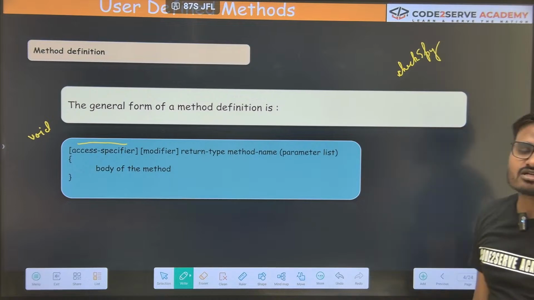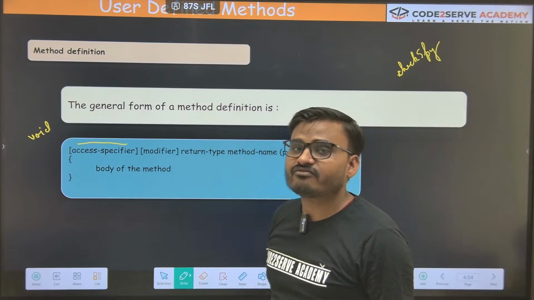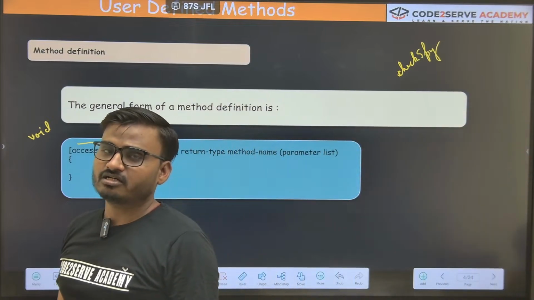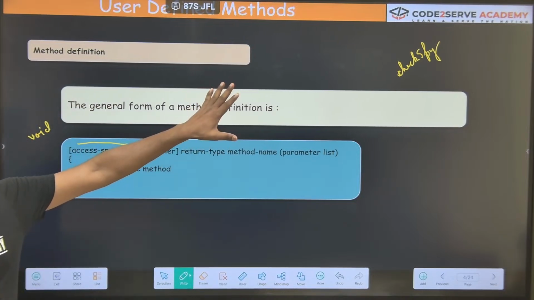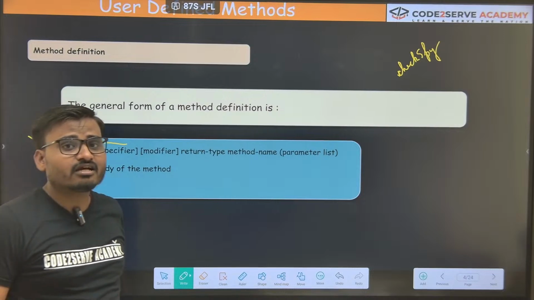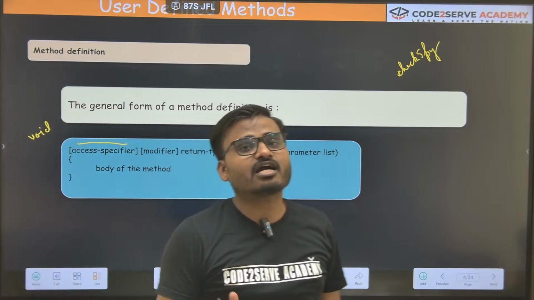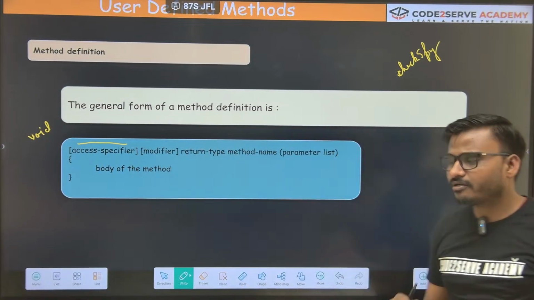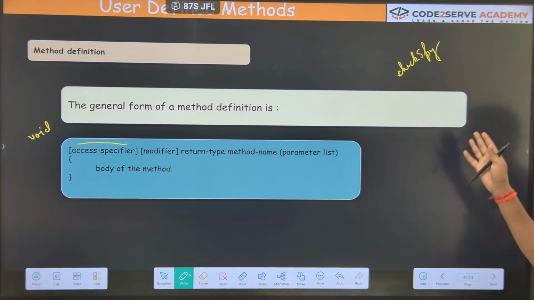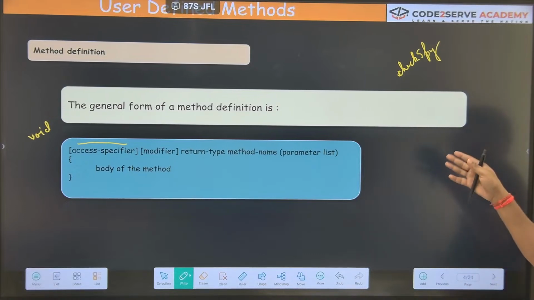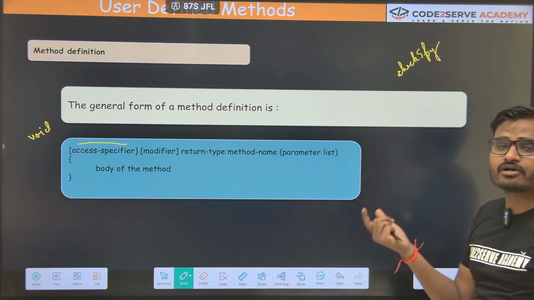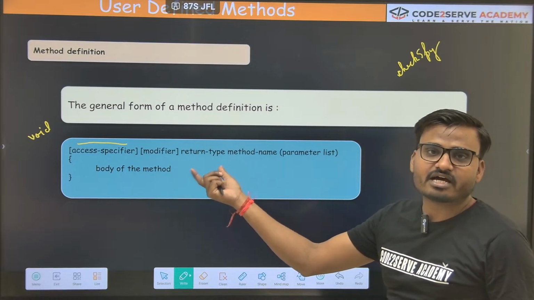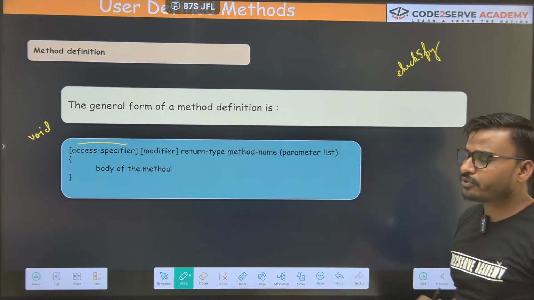But in the case of a class name, we were starting with a capital letter. These are all conventions. It is not that if you write in a capital letter, it will be incorrect. It is correct, but it is a convention that we start a function with a small letter. Okay. We will see next how we need to write the method name, what values we can write in the return type, and what is available in the access specifier.